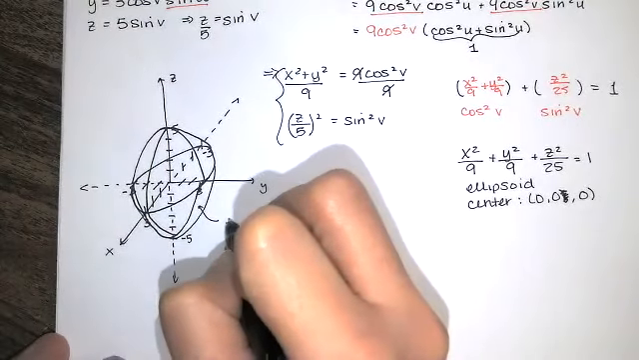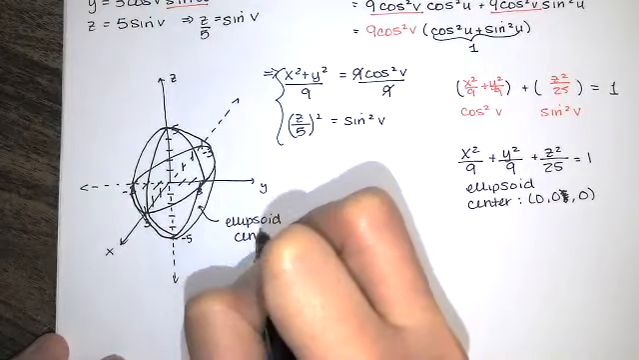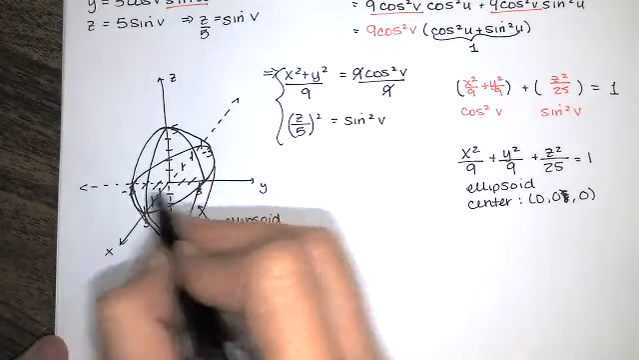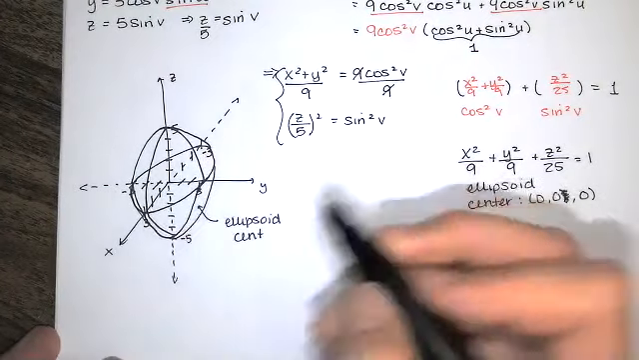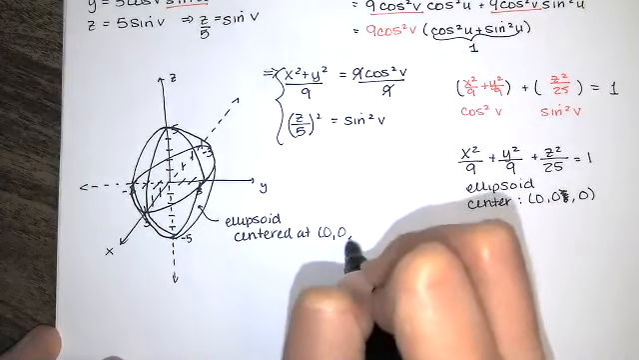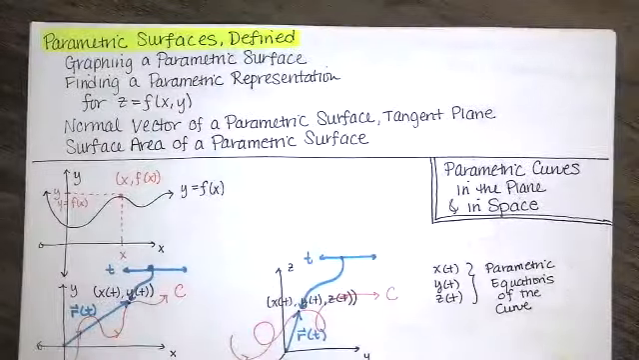When in doubt, just say, this is an ellipsoid centered at the origin. And make sure you label that as 5 and -5, 3, -3, 3, 3, and -3. It doesn't have to be perfect, it just has to be roughly reminiscent of an ellipsoid. Okay. So that is how we graph parametric surfaces.